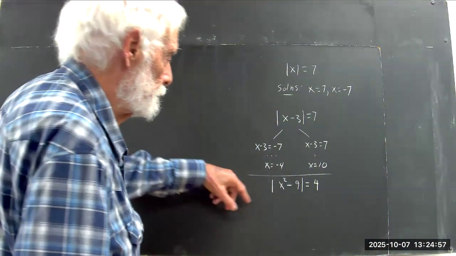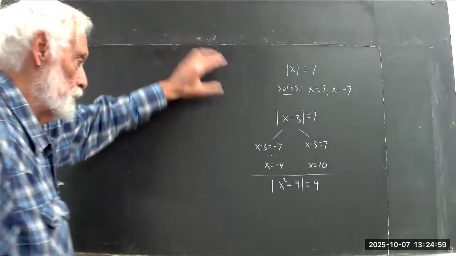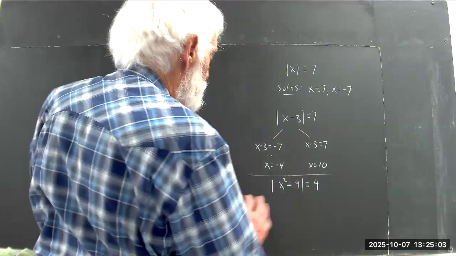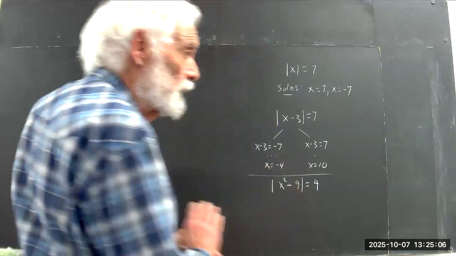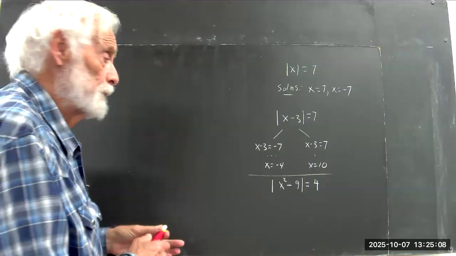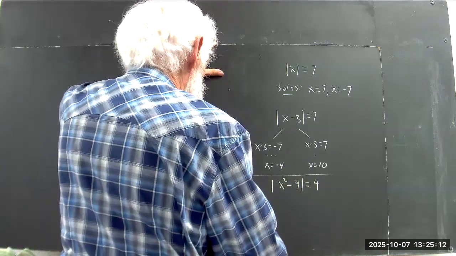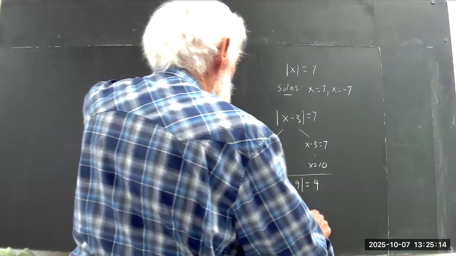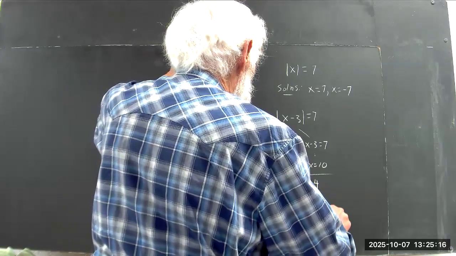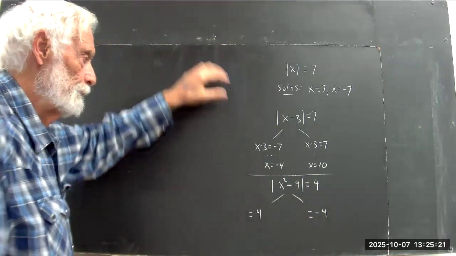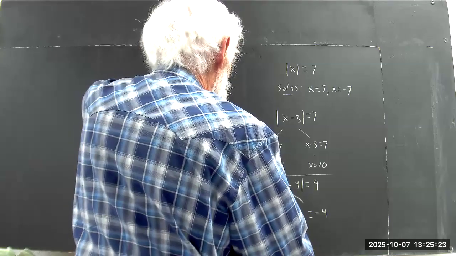Okay, this equation, just like the others, you don't care what's in here. What's inside those absolute value signs, whatever it is, it's going to either equal 4 or it's going to equal -4. So whatever's inside is going to equal 4, or whatever's inside is going to equal -4. I recommend that you draw two little lines and put the word "or" in here.